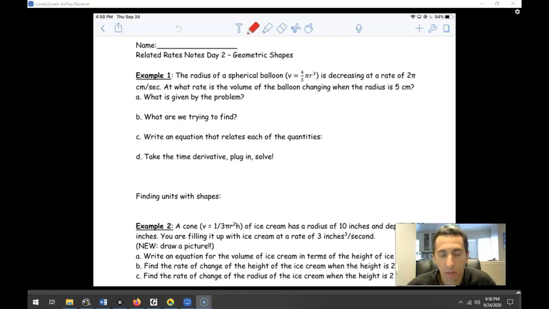Okay, and I kind of walked through these steps. You're going to follow them on any related rates type problem, no matter what shape it is. So we did circles in the last video. Now we're going to get something a little more complicated, but we're still going to answer the same question, right?